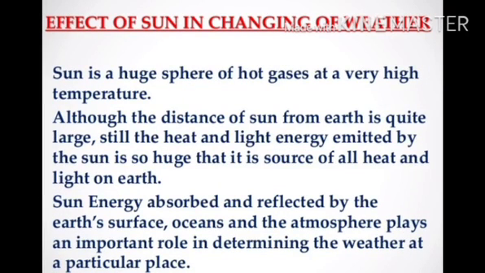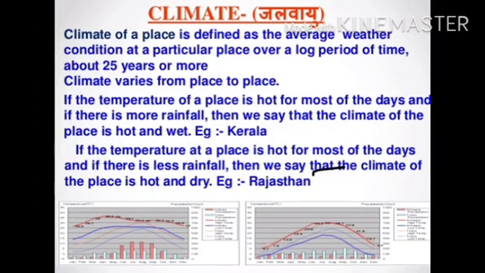Effect of sun in changing weather. Sun is a huge sphere of hot gas at a very high temperature. Although the distance of the sun from Earth is quite large, still the heat and light energy emitted by the sun is so huge that it is the source of all heat and light on the earth. Sun energy absorbed and reflected by the earth's surface, ocean and atmosphere plays an important role in determining the weather at a particular place.